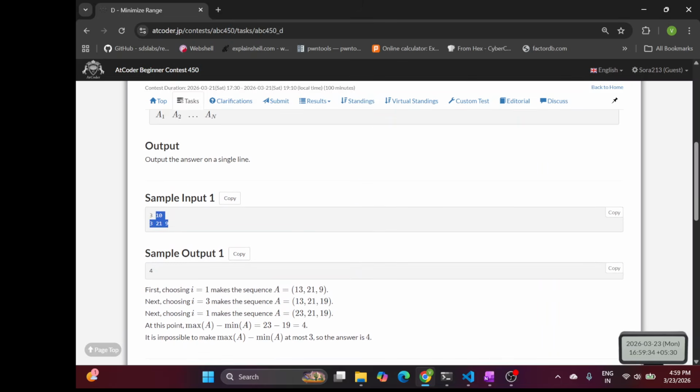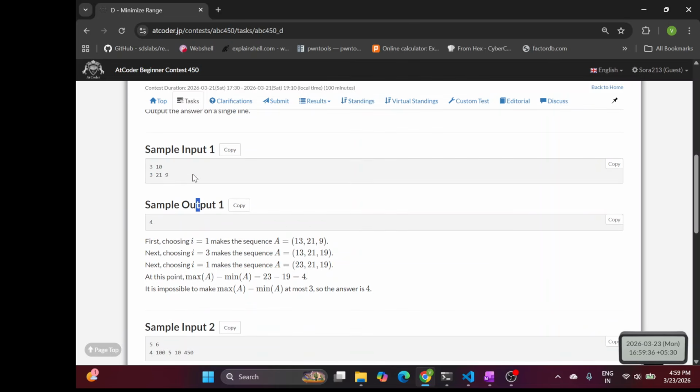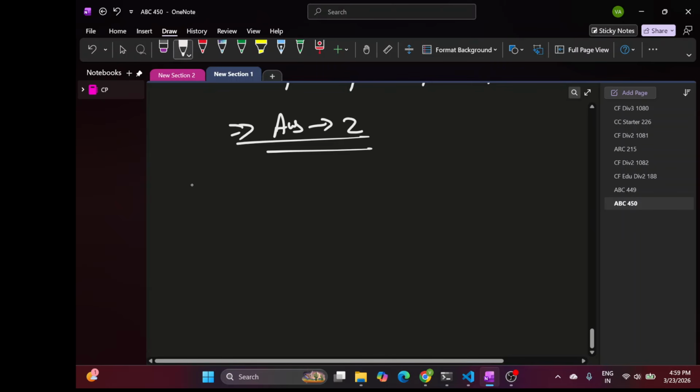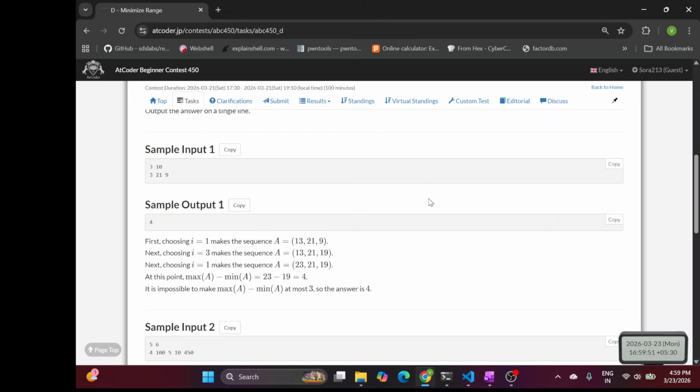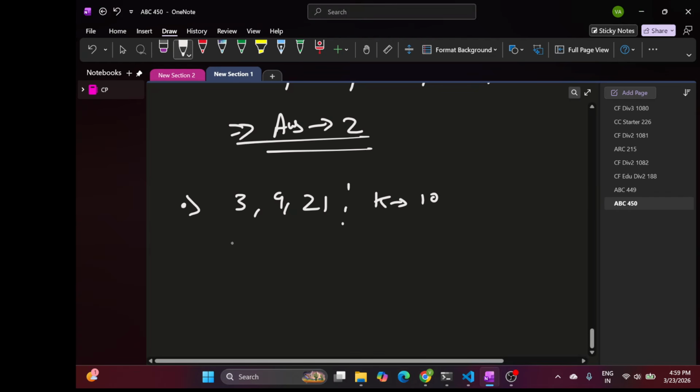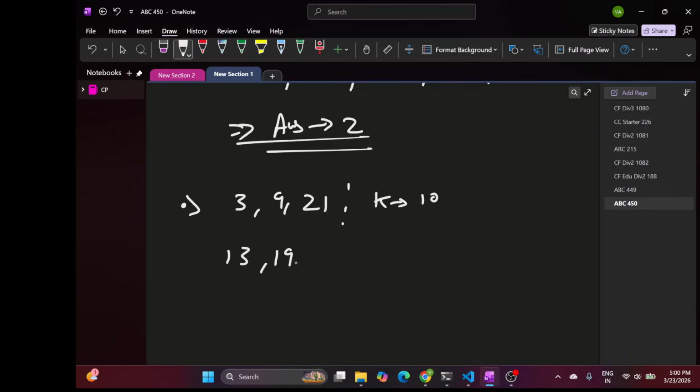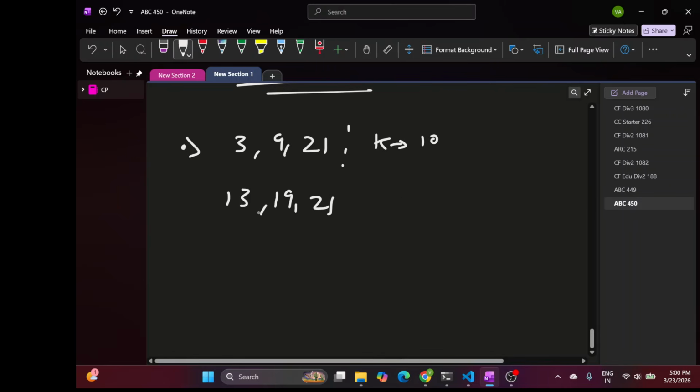It will come out to be same for this. There are only very few values, right? Or let's just do this also. We have 3, 9, and 21, and our k is 10, right? So 3 will come out to be 13, 9 is 19, and this is 21. So our current answer is what? 21 minus 13 is 8.